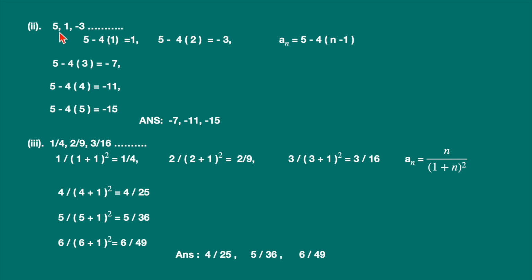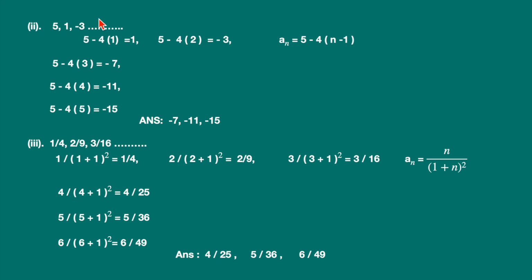Okay. So here the first term is 5 minus 4 into 0. Put here n is equal to 1. n minus 1, that is 1 minus 1, is 0. 4 into 0 is 0. So a1 is only 5. Now second term, put n is equal to 2. 2 minus 1 is 1. 1 into minus 4 is minus 4. So 5 minus 4 is 1. See, you got the second term. Third term, put n is equal to 3. 3 minus 1 is 2. 2 4s are 8. So 5 minus 8 is minus 3. So you got the pattern. Now this is the nth term.